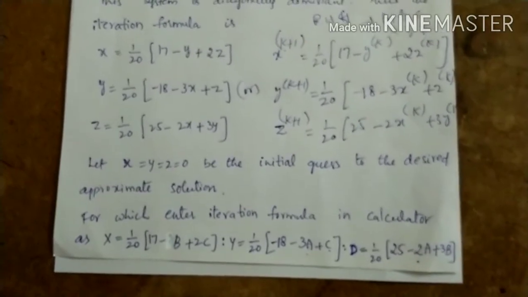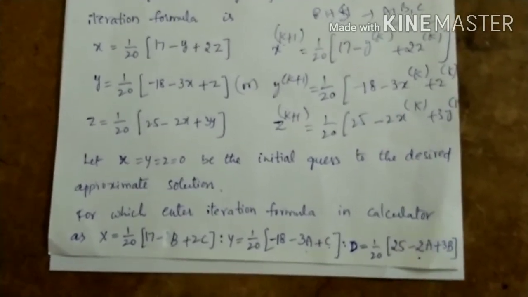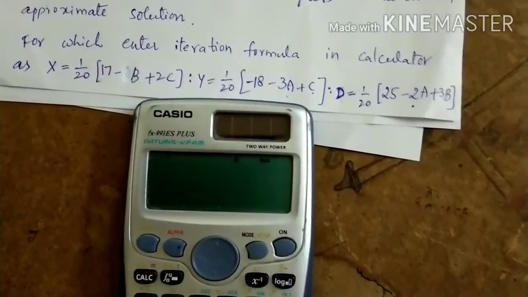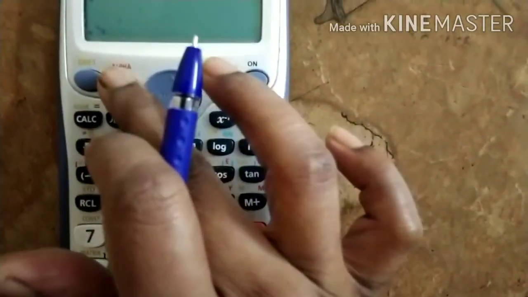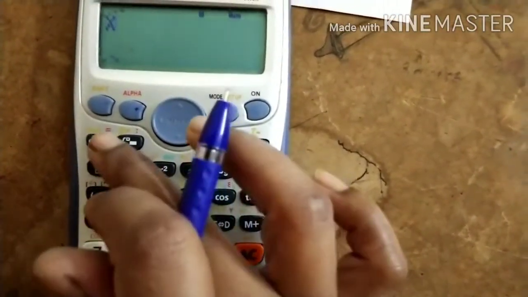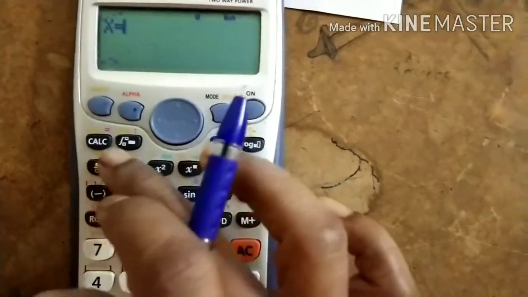Everything should be in pink color only. Let us see in the calculator. So let us start the first one. X equal to, that x is here, so we use alpha x equal to, pink color alpha CALC, fraction form.